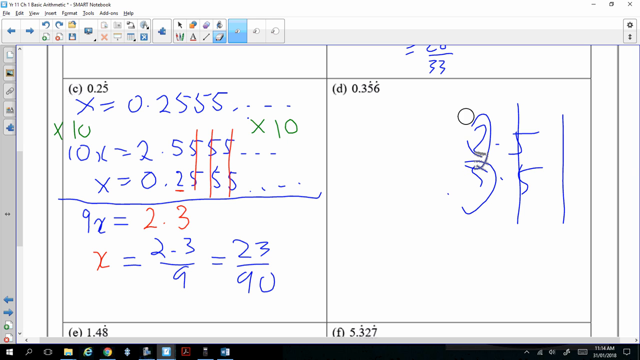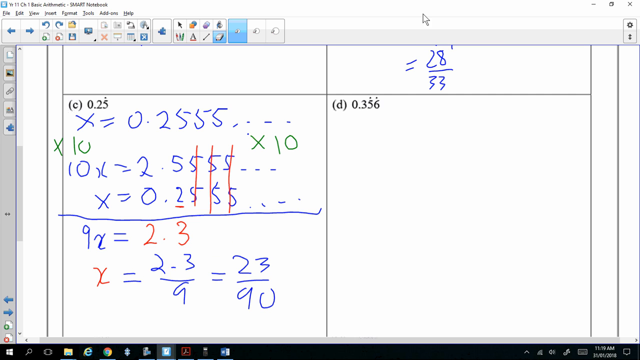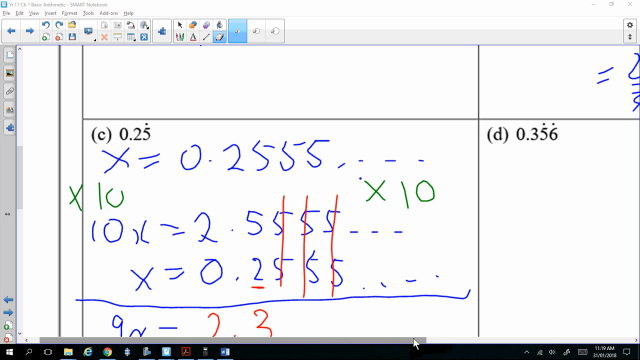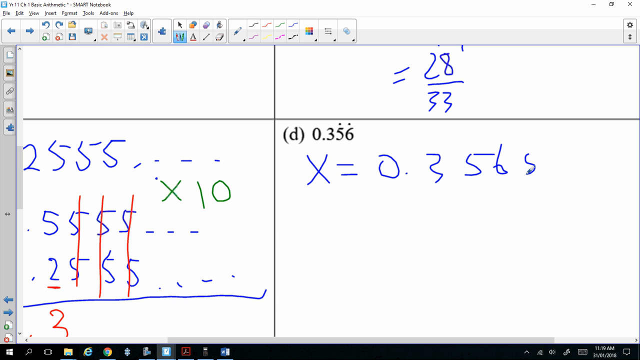Okay, all right, so I'm going to do part D. If you still have trouble, you can watch my explanation. So x equals 0.3 with 56 repeating. Times by 100 because there are 2 digits repeating, so 35.65656 and so on. Write x again at the bottom. Make sure you line up the decimal point.